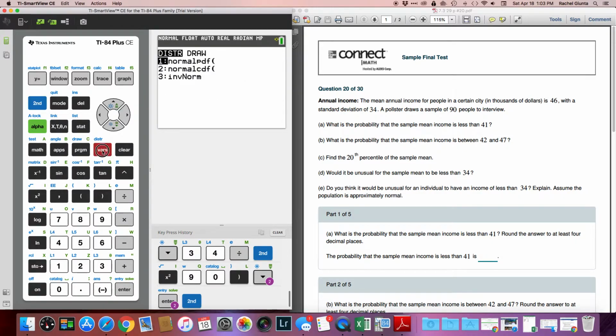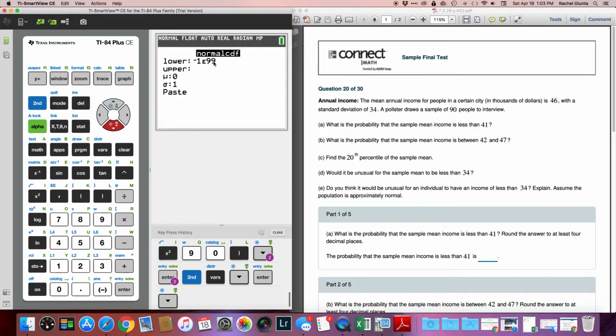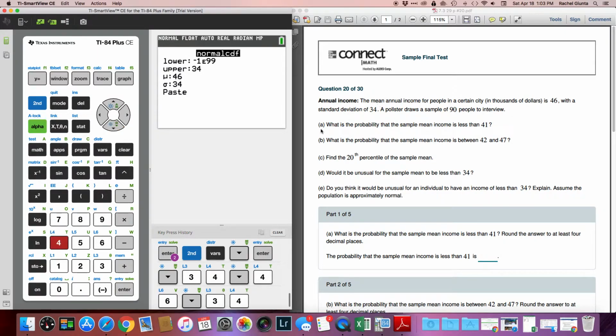So back to second VARS, normal CDF, and now it's saying less than 34. So we'll still use the minus 1E99 for the lower, 34 for the upper, 46 for the mean. And because it says sample mean, we're going to do the 34 divided by the square root of 90.